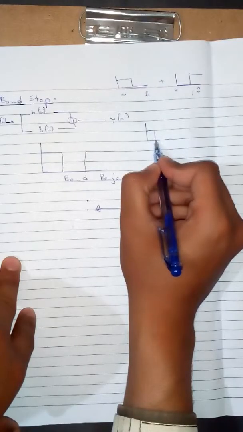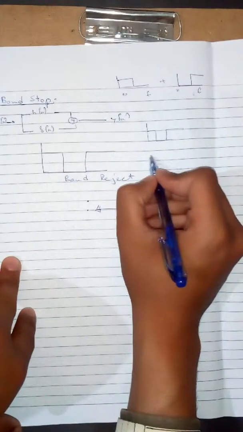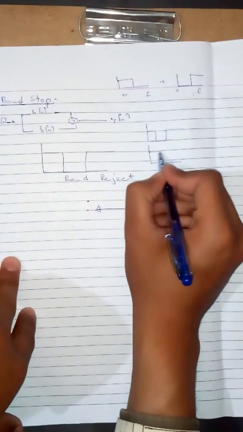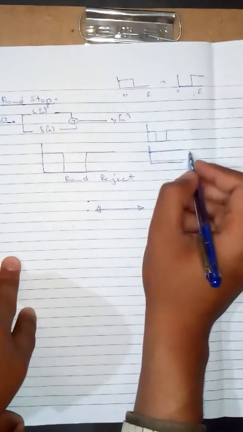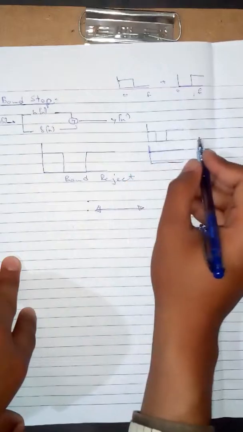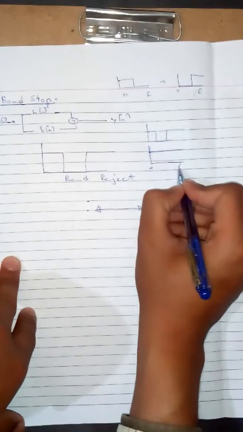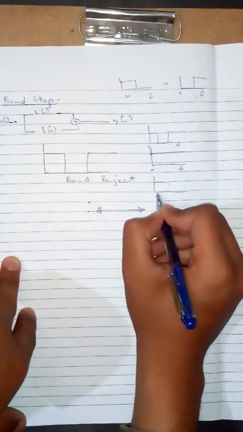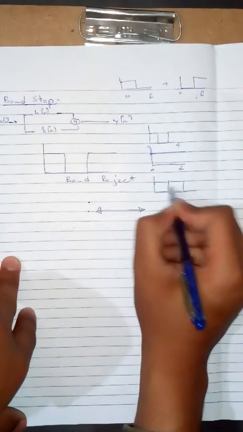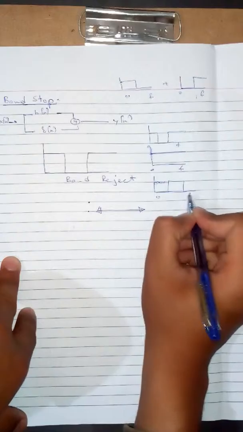For example, we have this band stop filter and we subtract it from a constant filter, or we can say we have a constant value over all the frequencies. So we subtract them from each other and we get a band pass filter, where only a certain band is allowed.